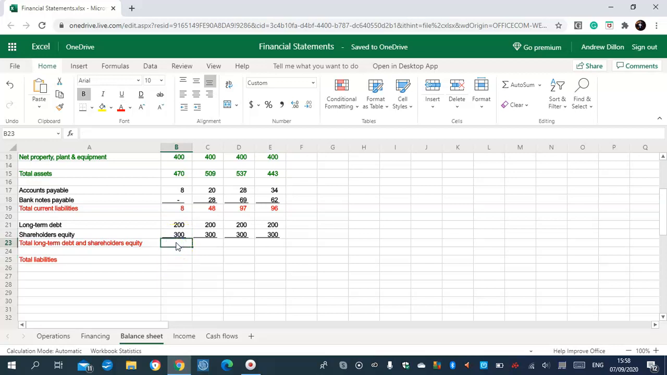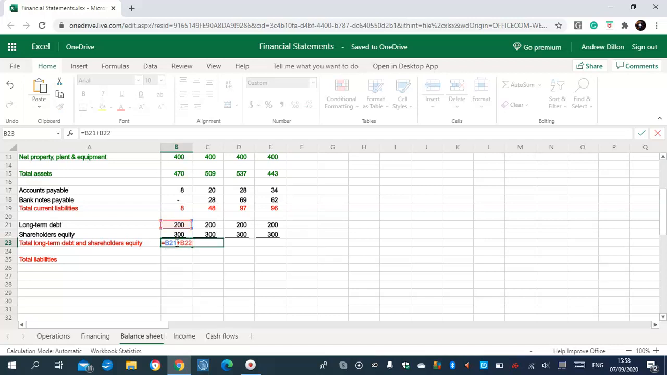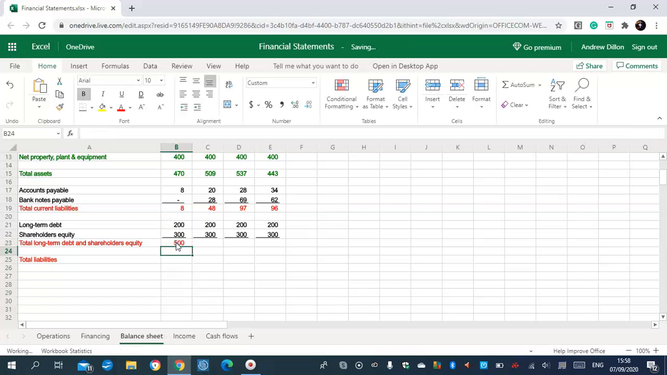Oh, I forgot about that. Total long-term debt and shareholders' equity. Okay, do that first. See, nearly forgot about that. B21 plus B22. So that's the answer for the total long-term debt and shareholders' equity.